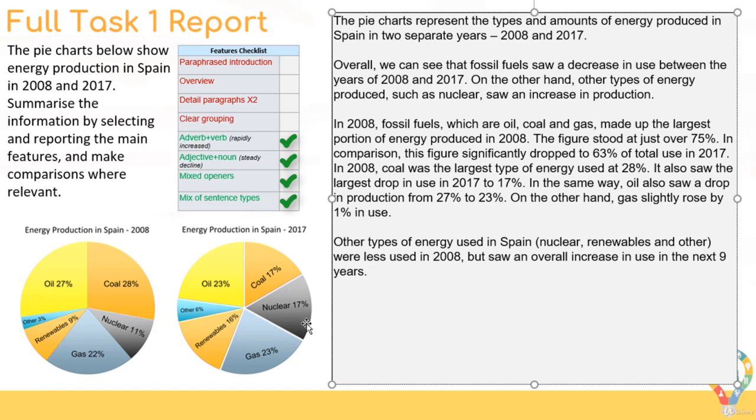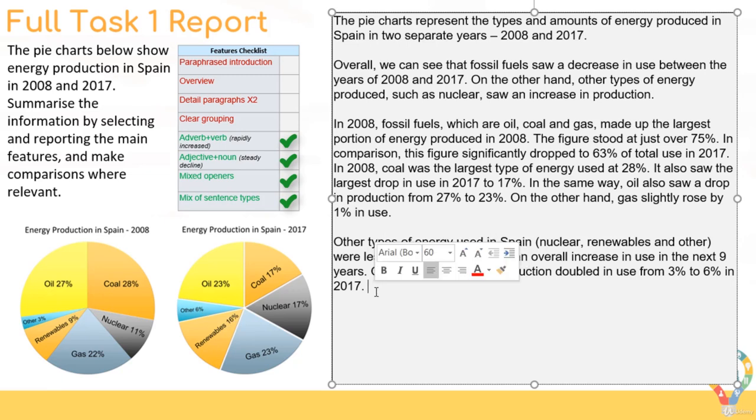I'm now going to go into more detail. I will start with other, which moves from 3% to 6%, and that is actually a double amount in rise. So I'm going to write that in my report. Other types of energy production doubled in use from 3% to 6% in 2017. And renewables actually almost doubled as well. So I'm going to say that it's a similar increase.